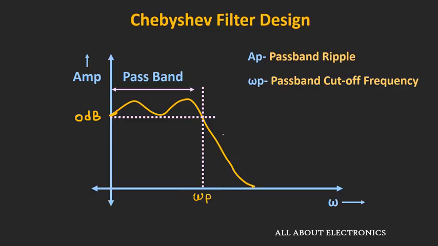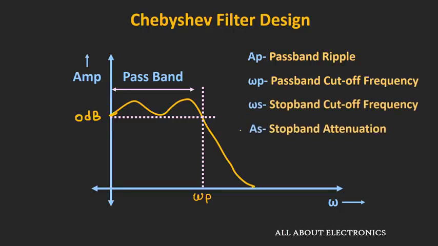As you can see here, beyond this cutoff frequency you will see the monotonic response of this filter, and below this frequency you will see the ripple in the passband. Apart from these two parameters, the remaining two parameters are the stop band cutoff frequency and the stop band attenuation. The stop band cutoff frequency is the frequency beyond which the stop band of that filter will start, and the stop band attenuation defines the minimum amount of attenuation that you will get in the stop band.